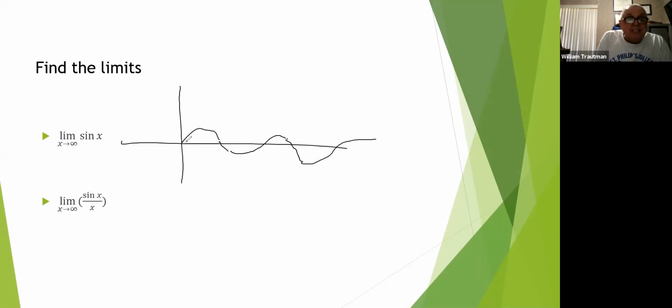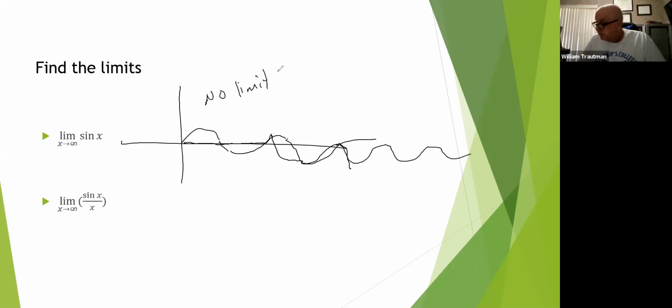Okay, so as x keeps on going, the graph goes up to 1, then it goes down to -1, goes up to 1. Do you see? As it goes into infinity, the graph still cycles back and forth. So there's no limit. It doesn't approach any number.